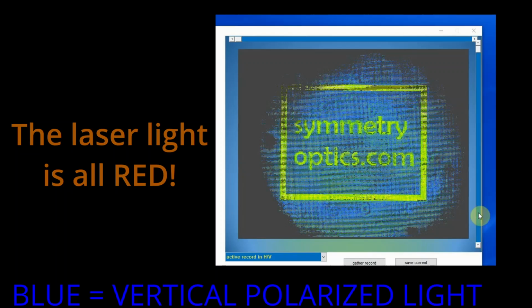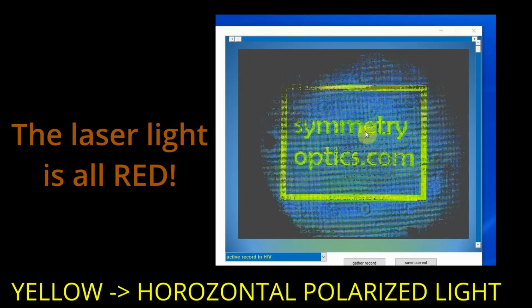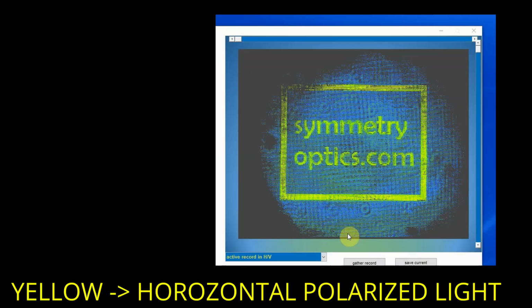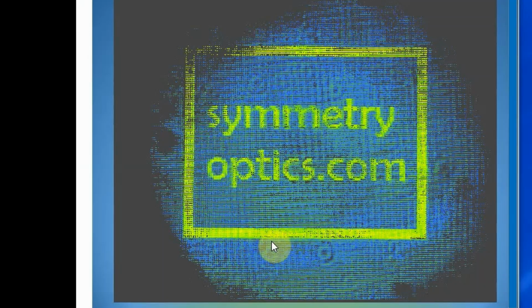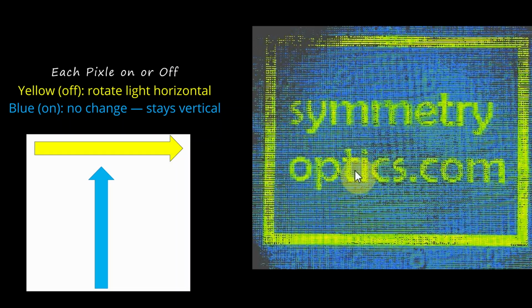Here it is. This picture shows text in yellow on a blue background. It's not actual yellow and blue light. In terms of actual color, it's all red laser. But the way the Monet app is configured right now, the blue indicates vertical polarization and the yellow indicates horizontal. You can see a little bit of green, and depending on the exact shade of green, it's somewhere in between vertical and horizontal. The input is blue. In all the pixels that make up the text, the crystal is rotating the light to horizontal. At the current stage, blue and yellow are still the same brightness.